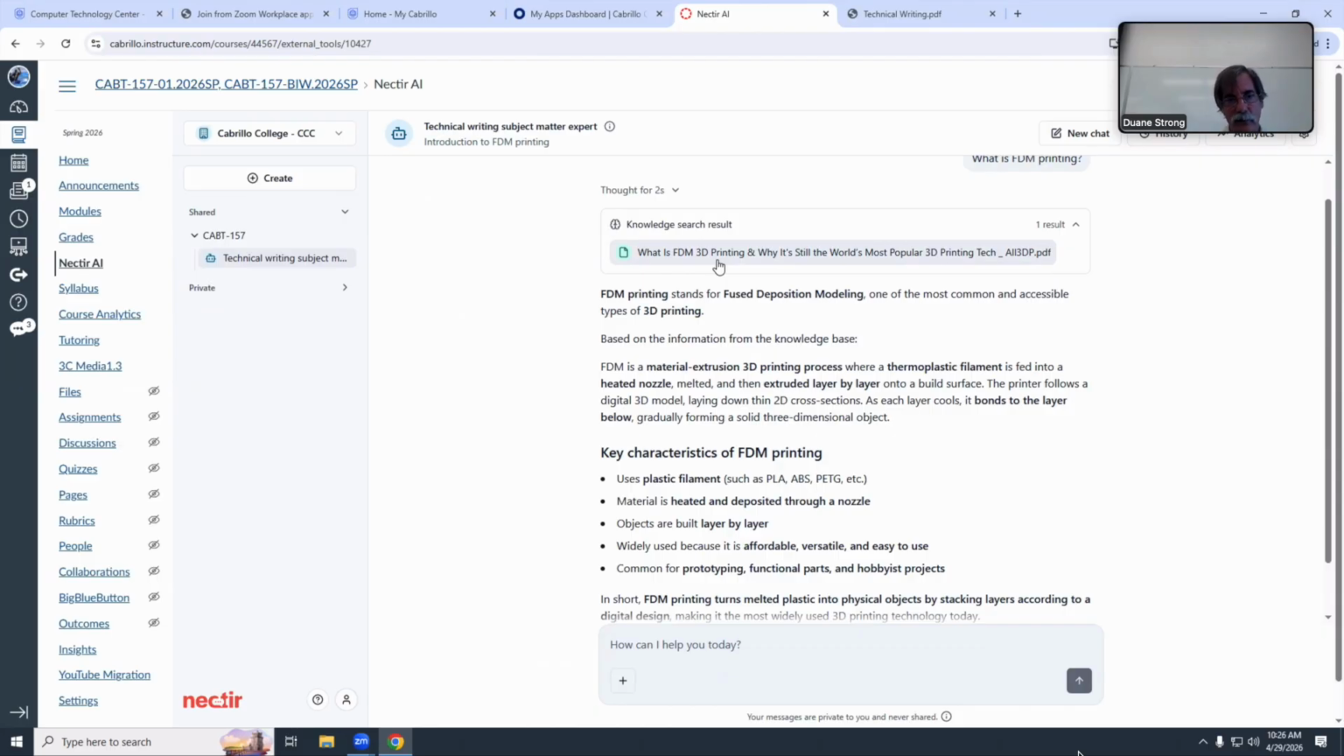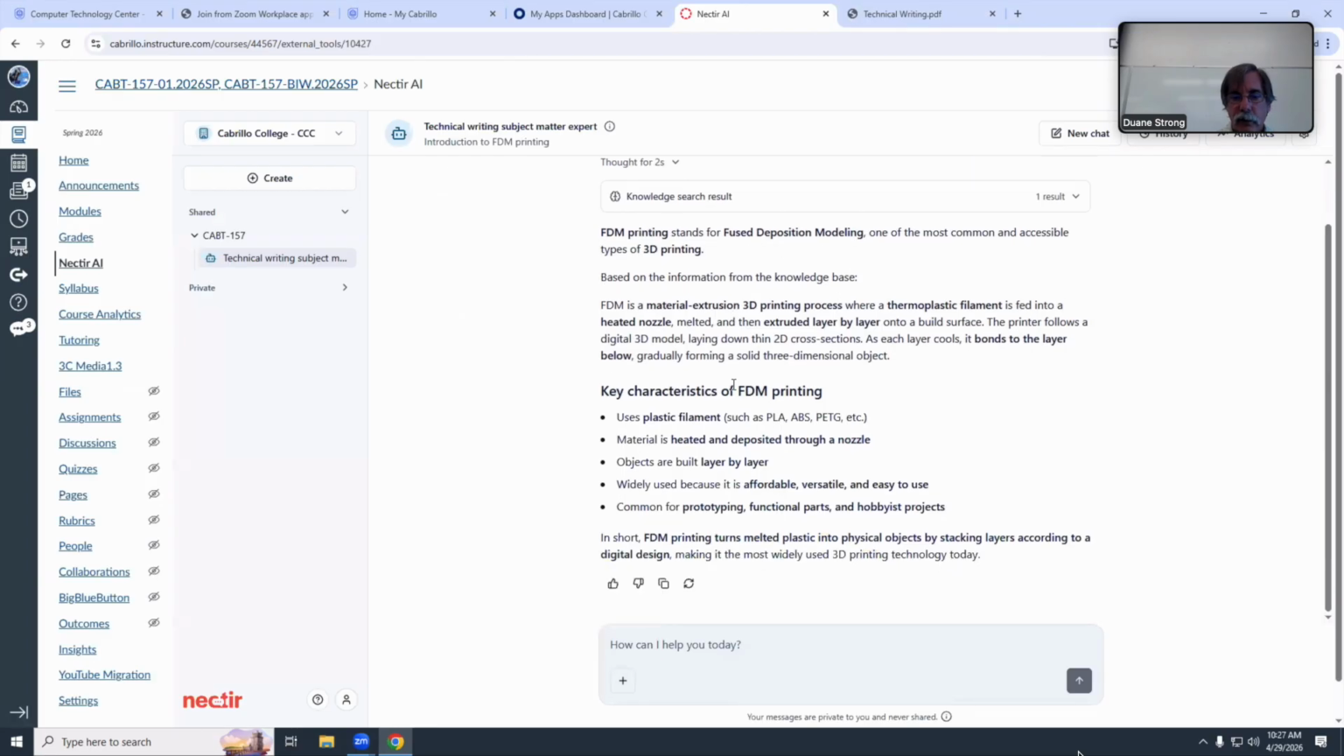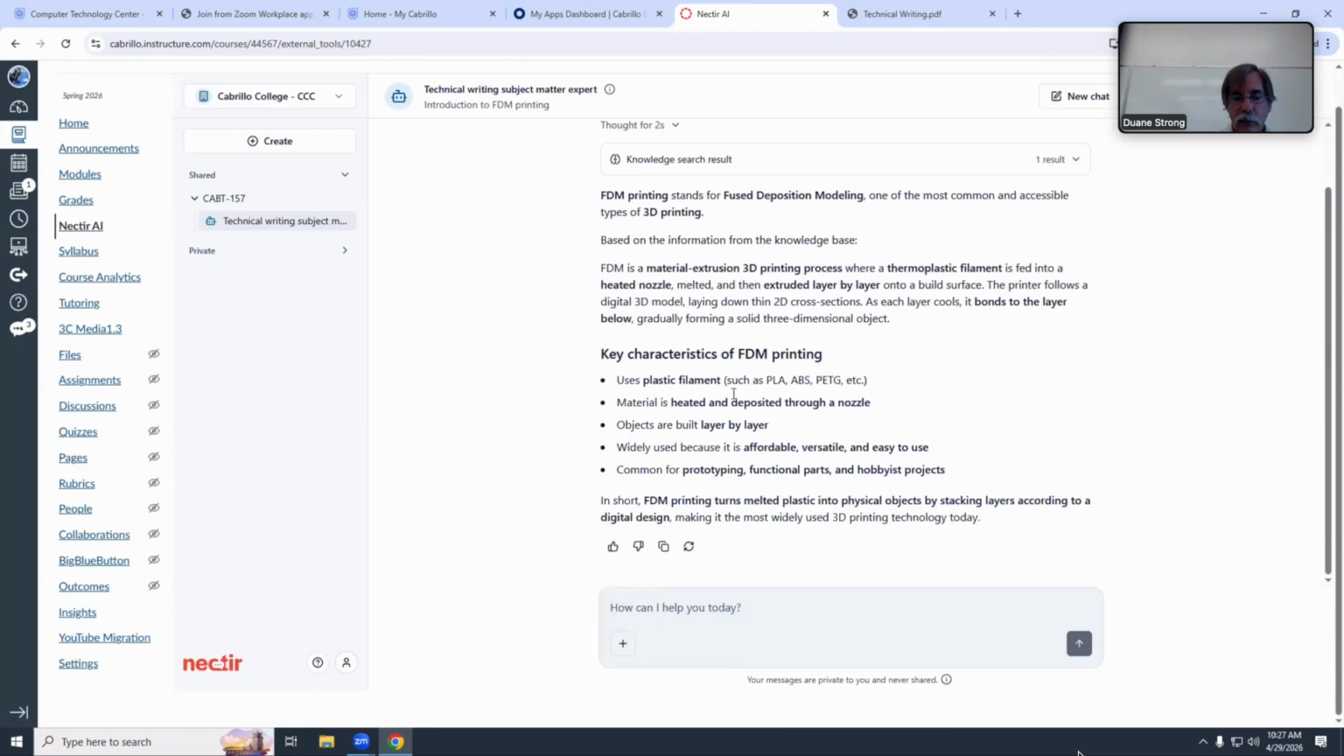In fact, I have links in the module outside of these documents too. Okay, so here's what it says about FDM printing. I'll let you look at that. You can copy this to your clipboard, paste it in, use it to help you draft.